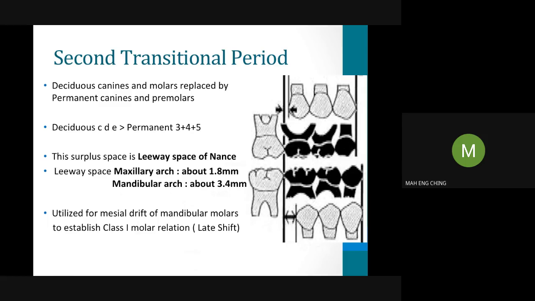Leeway space means the size difference between 3, 4, 5 and the deciduous C, D, E. So C, D, E will be bigger than 3, 4, 5. That's why I have space. This leeway space is used to mesialize the molar. That's why the molar moves forward from the flush terminal and becomes a class 1. That's how kids usually look a bit class 2 molar from the beginning, then slowly become class 1.